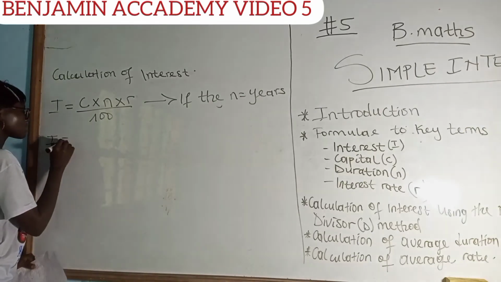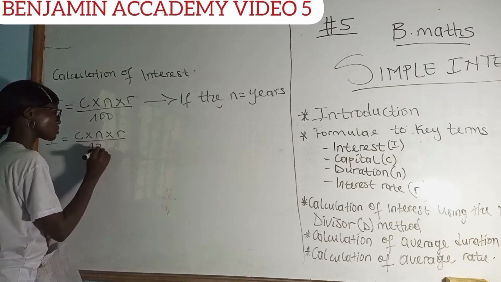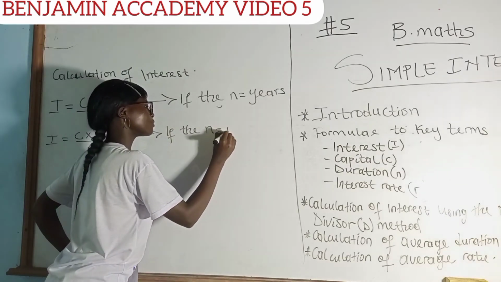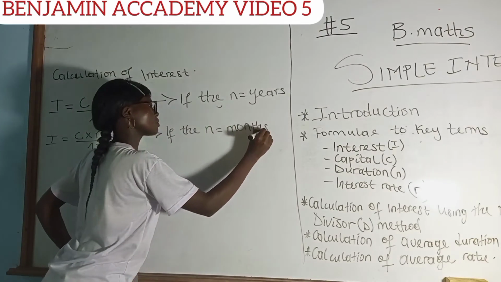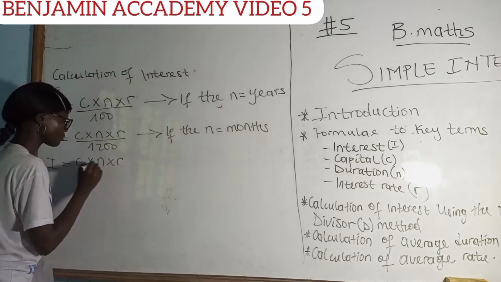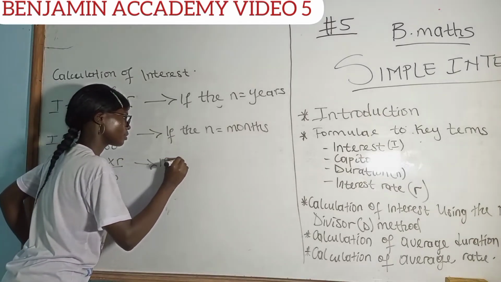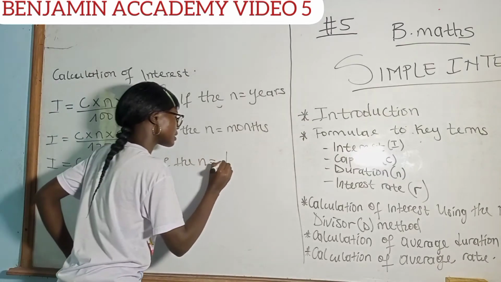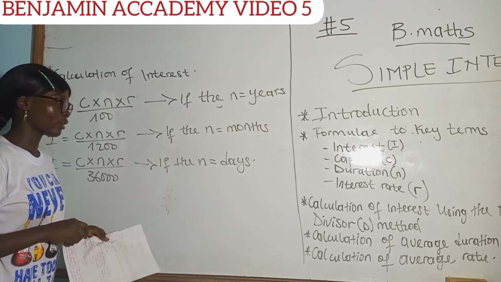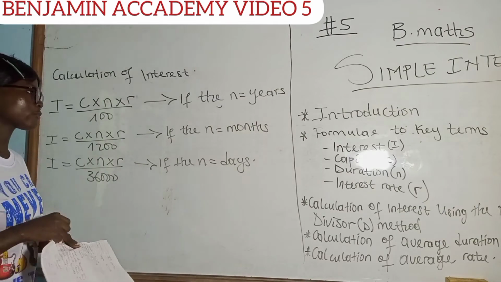And we also have interest is equal to simply capital times N times R divided by 1,200 if N is in months, and we also have interest equals C times N times R divided by 36,000 if N is in days. And you can go on with the calculation. Why are we putting these numbers? Because we said interest is calculated per 100 francs.